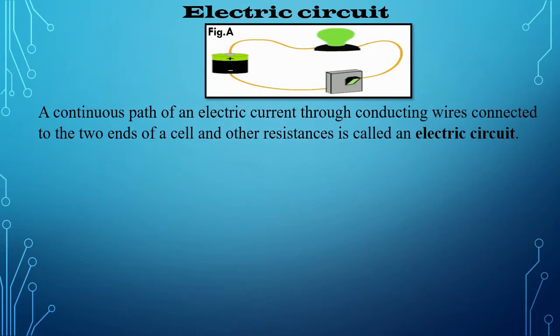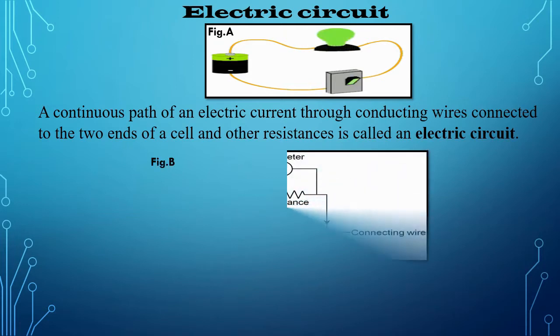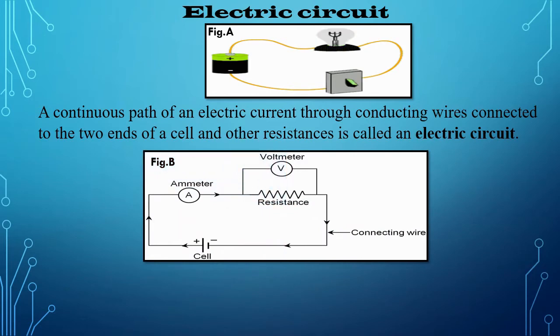A continuous path of an electric current through conducting wires connected to the two ends of a cell and other resistance is called an electric circuit. An electric circuit contains components like cell, switch, bulb, resistors, etc. Conductive wires are used to connect these components to each other.